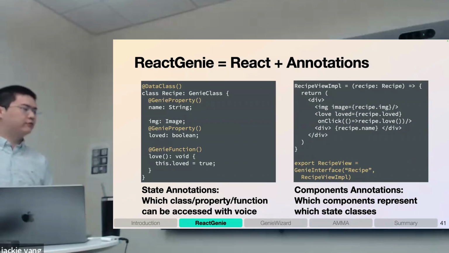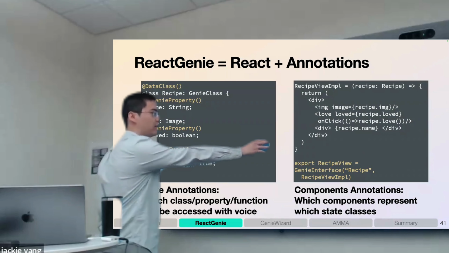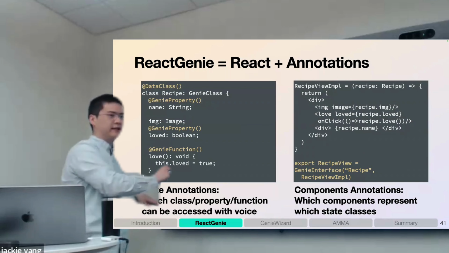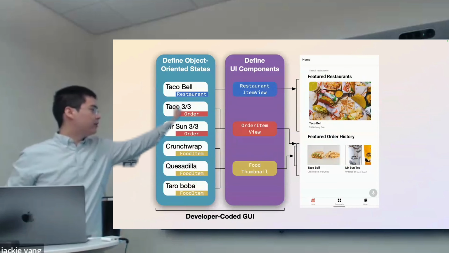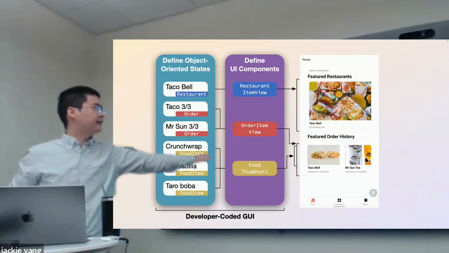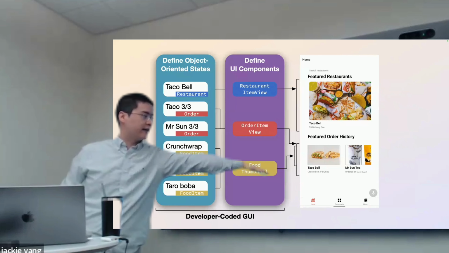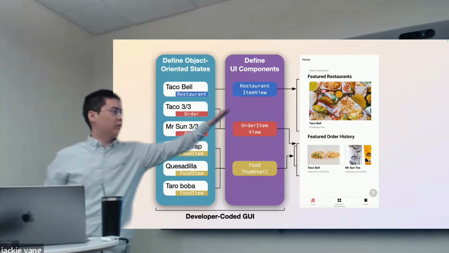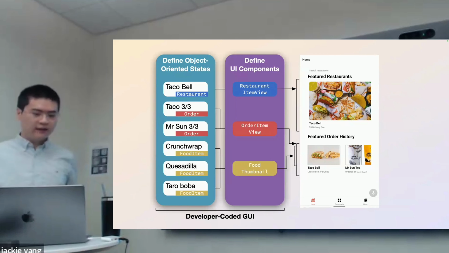On the component side, they write annotations that look like this to have explicit mapping between which object on the screen maps to which object in memory. So basically, it looks like this. Developers implement those object-oriented states, and then they implement UI components, and we render a UI that looks like that. And then we know exactly which memory object each pixel is mapped to. So let's see it in action.